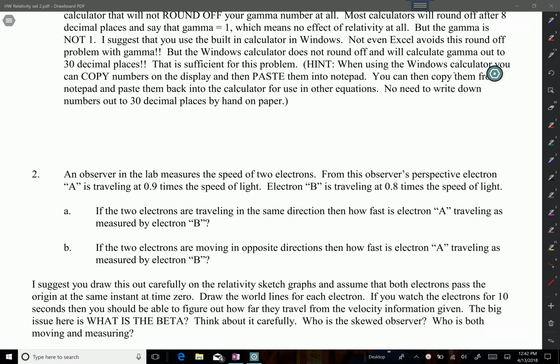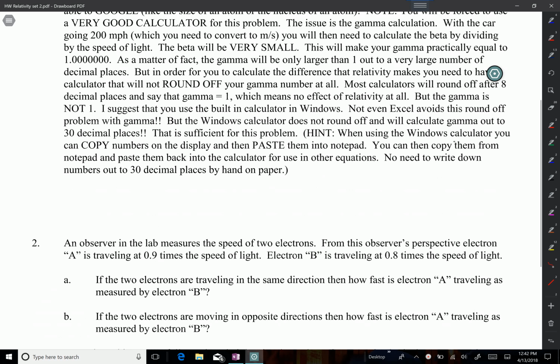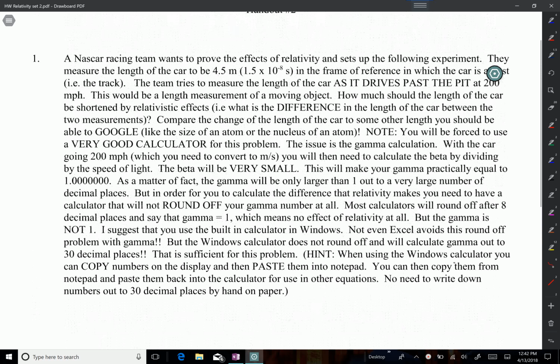Hey everybody, we have a little more relativity work to do. So I wanted to begin by having you open up the next homework, the handout that I've put up in the portal. Here's a view of it. There are a couple of problems here. Each one has some features that I want to discuss.